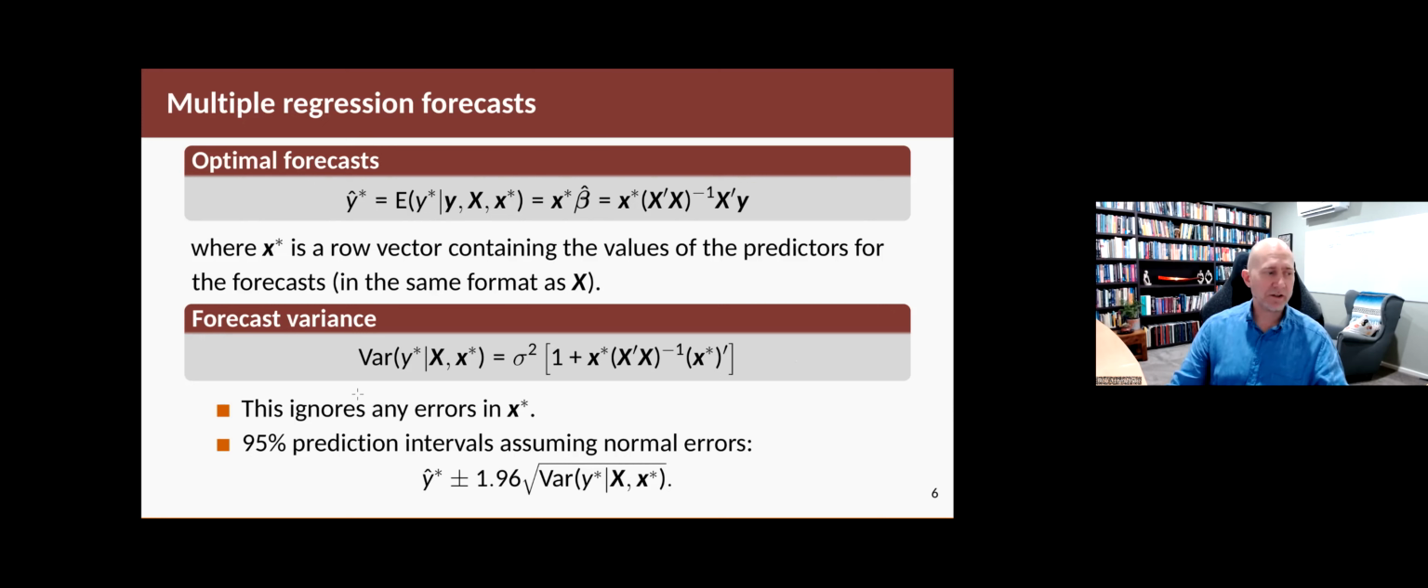And once you get the variance, you can easily get prediction intervals. For example, 95% prediction intervals can be computed in the usual way, plus or minus 1.96 times the square root of the variance.